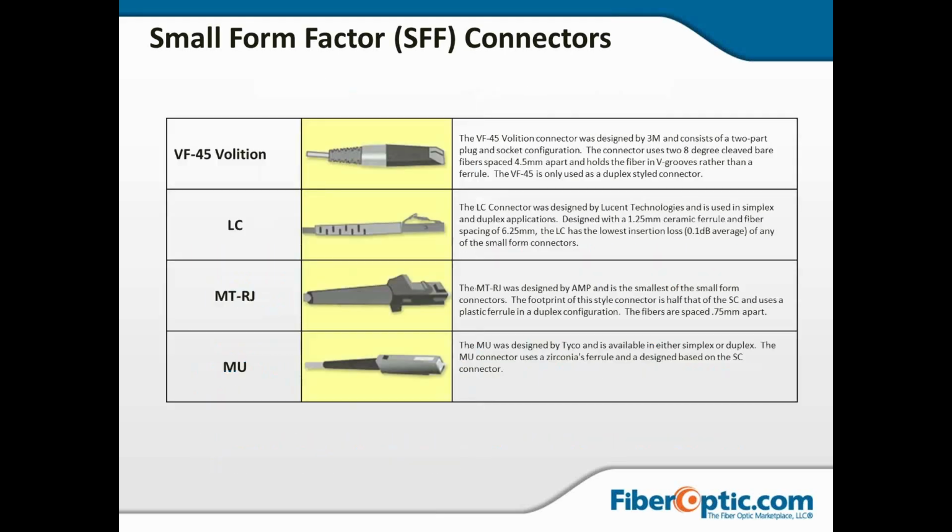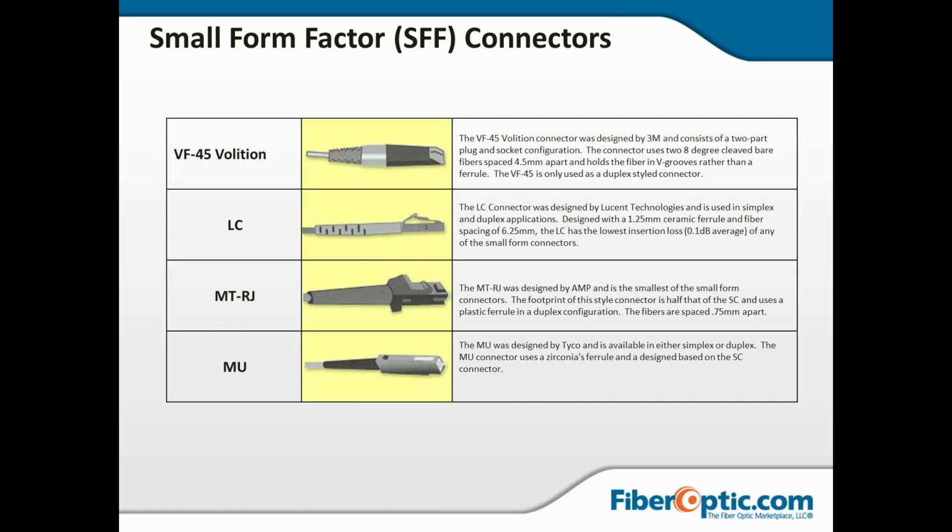Now the V45 Volition was designed by 3M, and it uses a two-part plug-in socket configuration. It does have one cool feature in that it's got the 8-degree angle, like one of the polishes we'll talk about in the next section. It's unfortunately one of those proprietary things that you don't see very much in the field anymore.